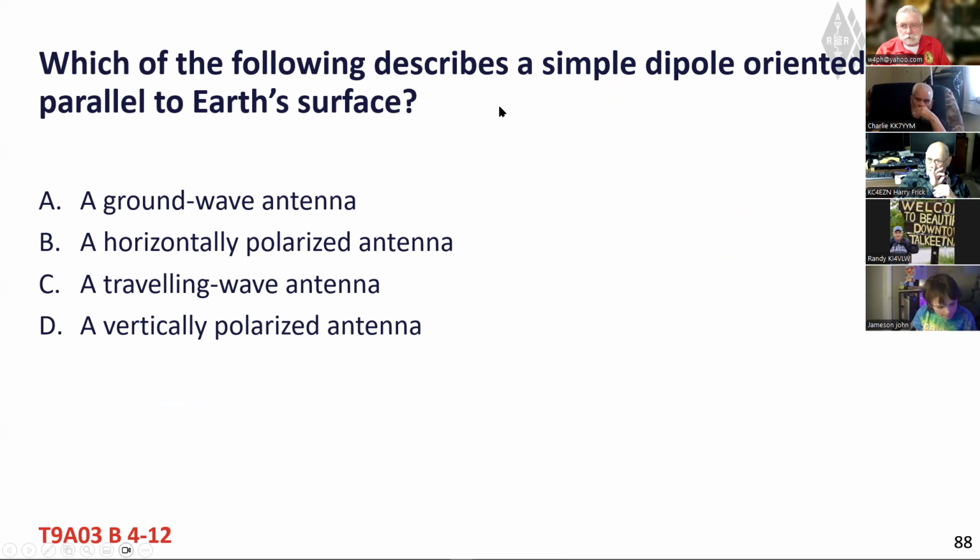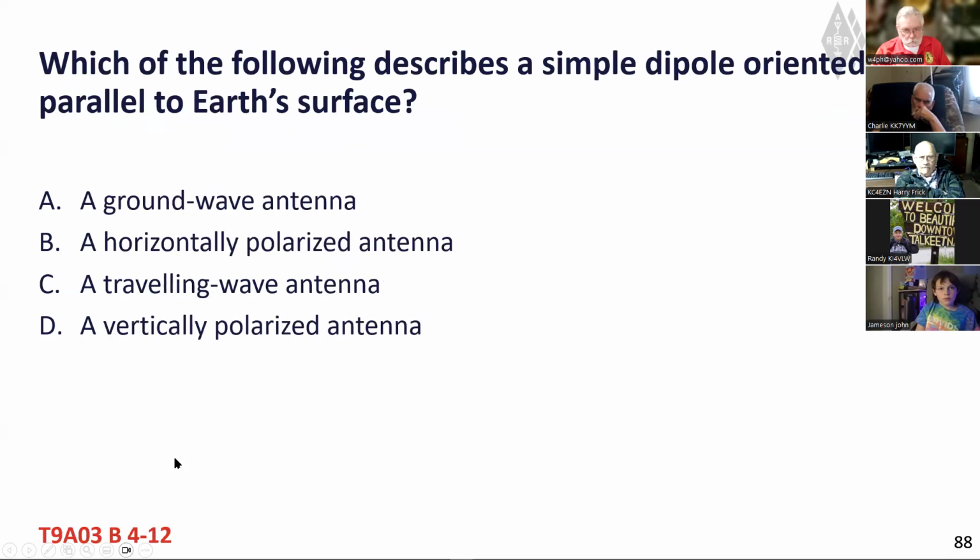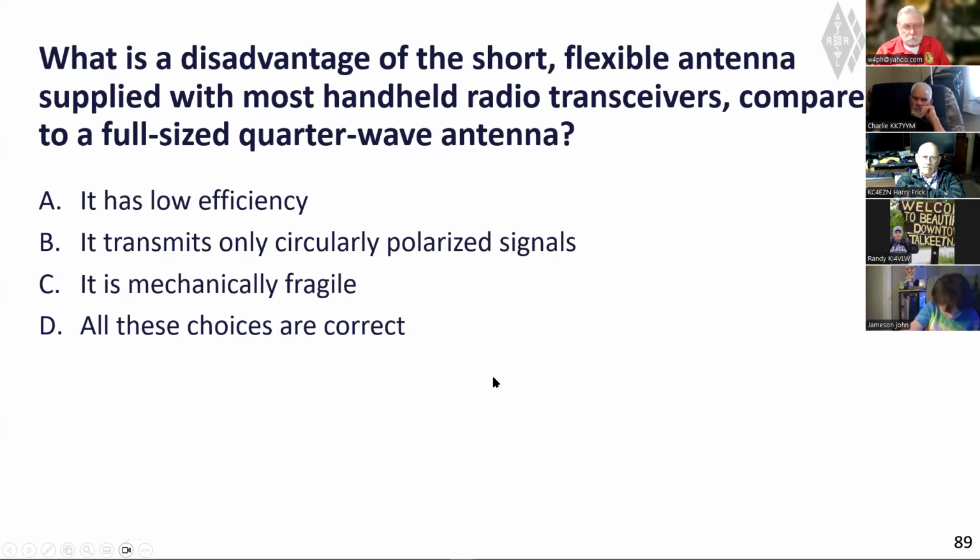Which of the following describes a simple dipole oriented parallel to the Earth's surface? And that would be A, I believe, or to get A, B, horizontally polarized antenna. I'm sorry, it is a horizontally polarized antenna. Ground wave's what you get from it.